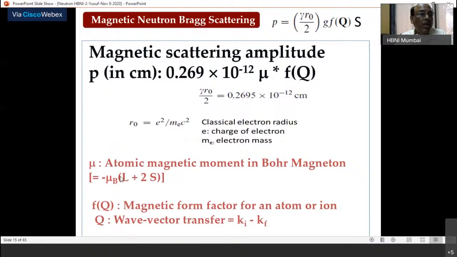Okay. And mu, as I said, is the atomic magnetic moment in Bohr magneton, and it is basically L plus 2S. This is more relevant for rare earths. As you know, it has unpaired spin, it has orbital moment, and you have this LS coupling. This is actually the g naught, as you know, I will not go into that. And F of Q is the magnetic form factor of an ion. Q is the wave vector transferred, Ki minus Kf.